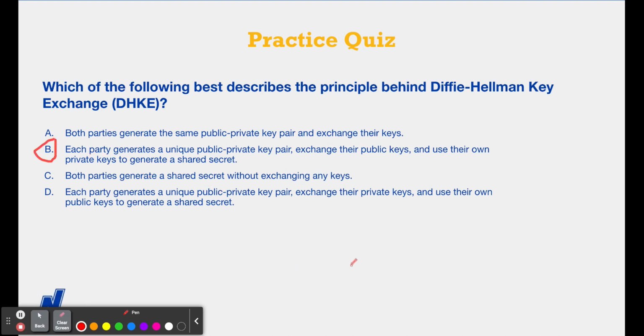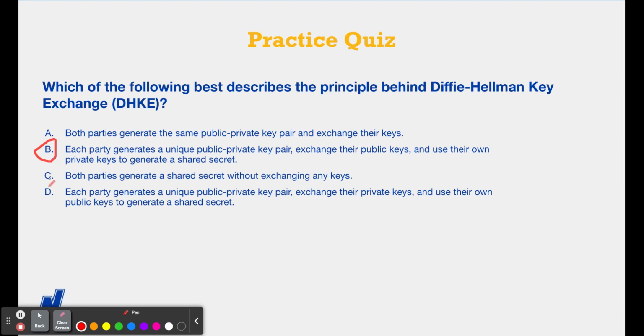The principle behind the DHKE involves each party generating a unique public private key pair. They then exchange public keys and use their own private keys and the other party's public keys to independently compute the same secret.